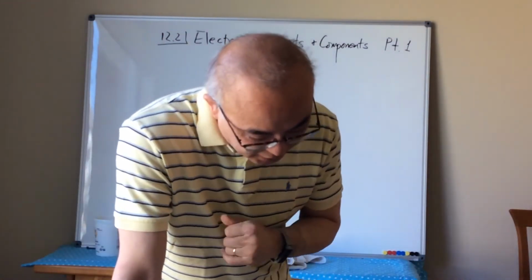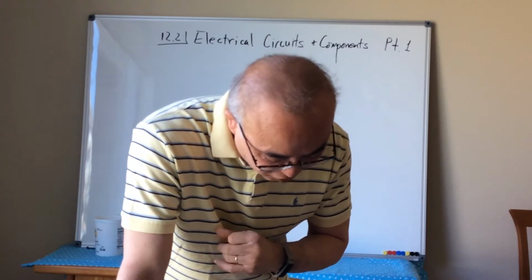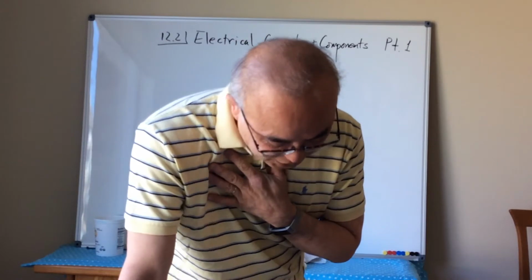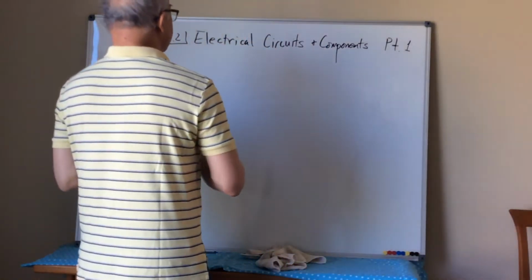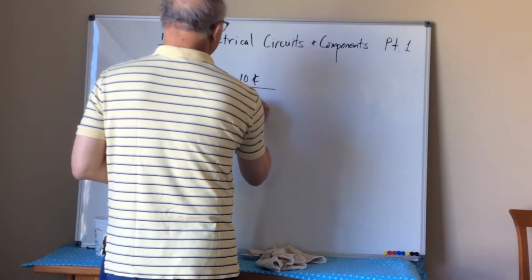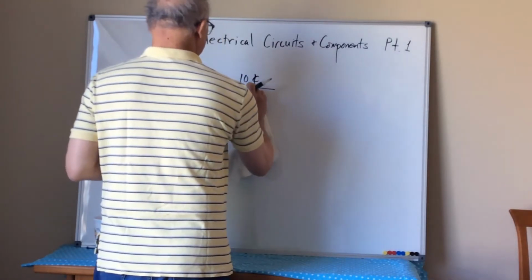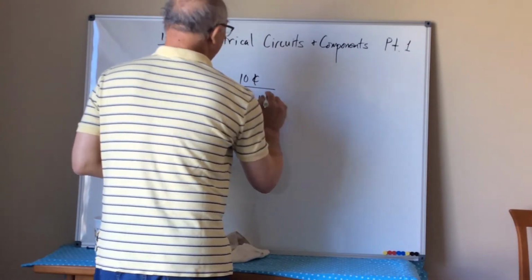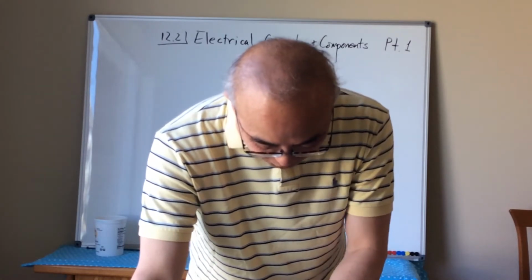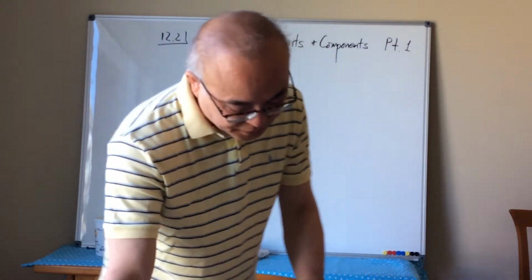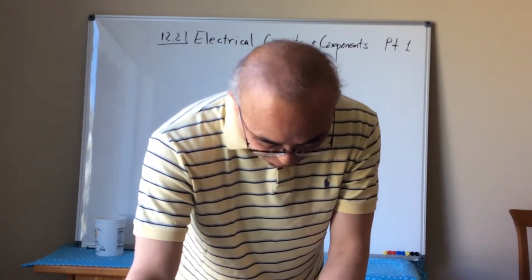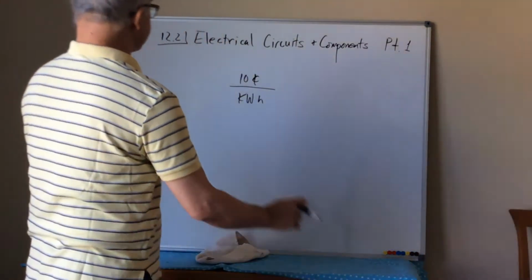If you go to page 410, there's example 12.3. Assuming that your electric power company is charging you 10 cents for each kilowatt hour of usage, so you're paying 10 cents for every kilowatt hour, estimate the cost of leaving a 100-watt light bulb on from 6 p.m. to 11 p.m. So that's 5 hours, for 30 nights.